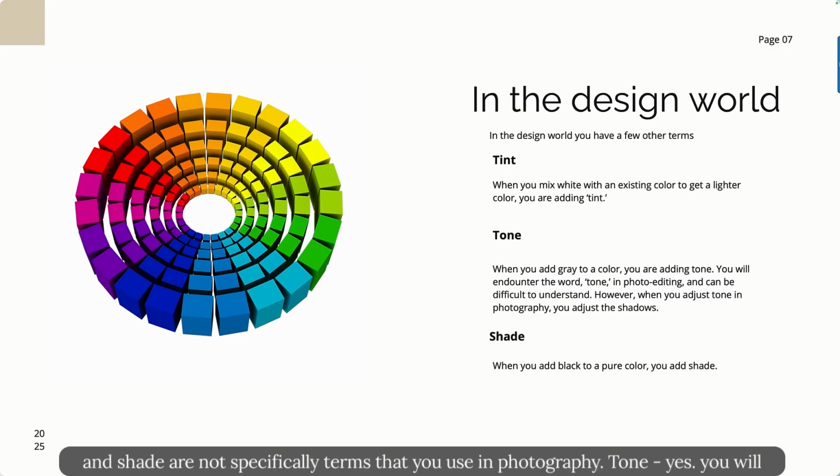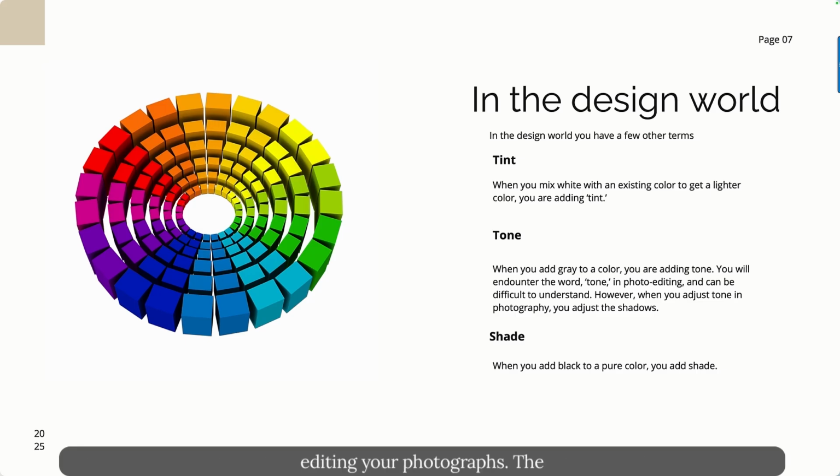Tint and shade are not specifically terms that you use in photography. Tone, yes, you will hear the word tone being used a lot. And remember, when you add gray to a color, you are adding tone, and when you change the shade of gray, you get different tones, and this helps to create contrast in an image. So you will be working a lot on creating tonal contrast when you are editing your photographs.